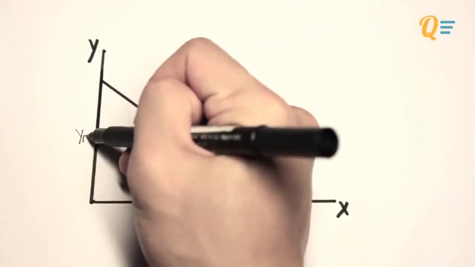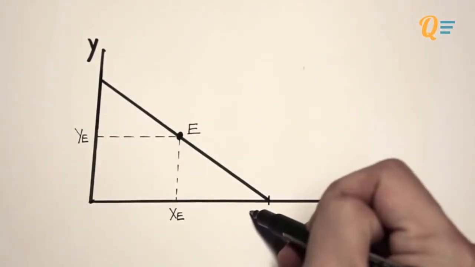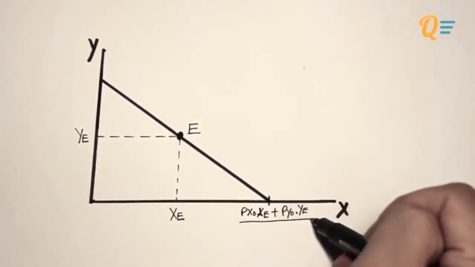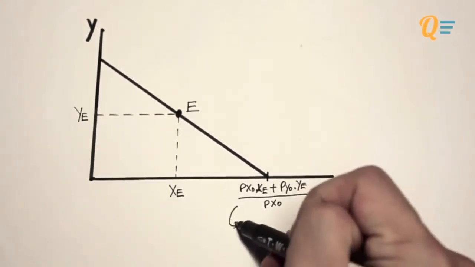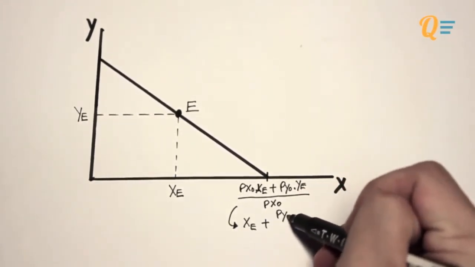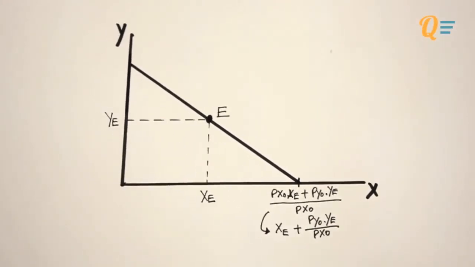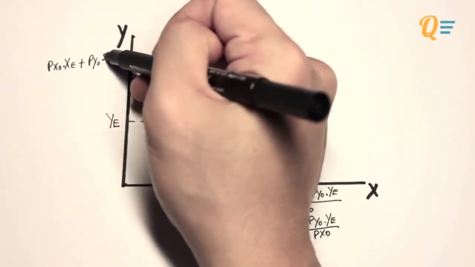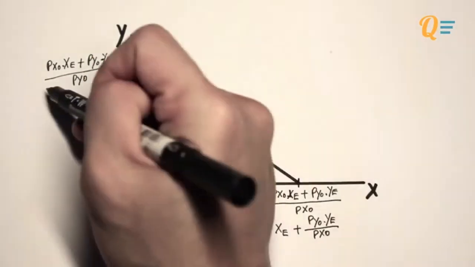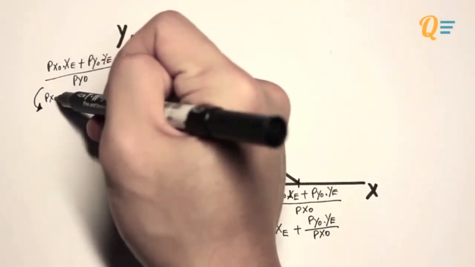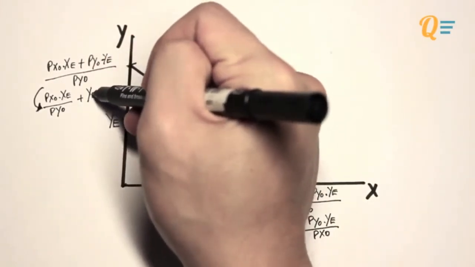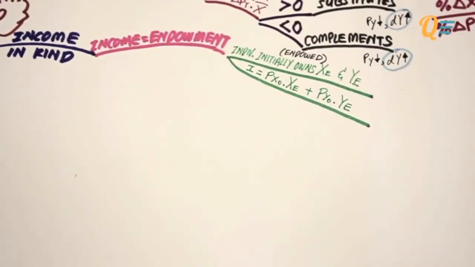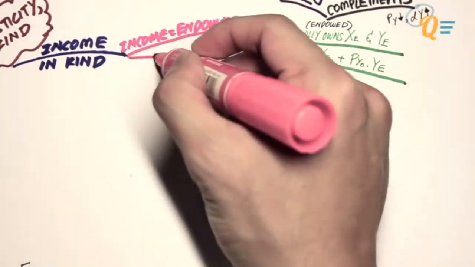and also YE. And since the x-intercept is going to be the amount of income divided by the price of x, I'm just going to take the entire equation that we saw previously and divide this by Px. And I'm going to simplify this, so this collapses to xe plus py0 times ye over px0. I'm going to do the same thing for the y-intercept, except that this time I'm going to divide the entire thing by py0. So again, collapsing this down into something that's simpler, I have the following equation. So these are the new versions of the real income in terms of good X and good Y, right?